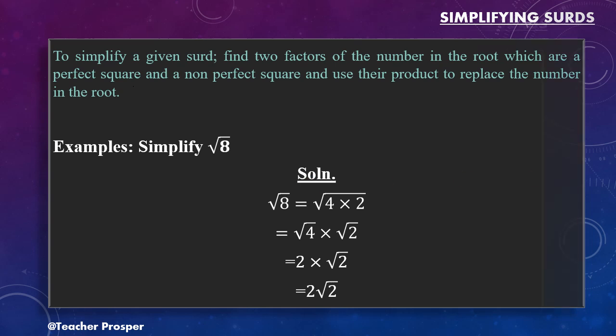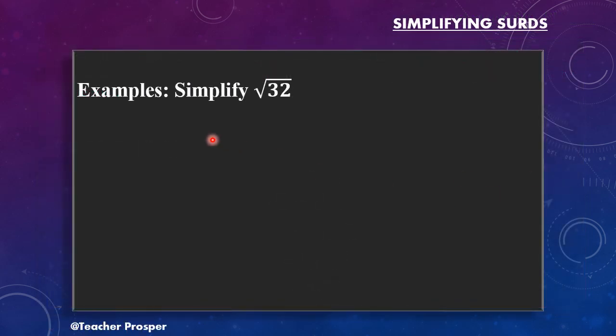Let's consider a second example. Simplify square root of 32. Here too, we are going to look for two factors of 32. One is a perfect square, one is not a perfect square. So let's consider this solution. Square root of 32 can be written as 16 times 2. So 32 is 16 times 2. 16 is a perfect square, 2 is not a perfect square. So when we multiply the two, we arrive back at 32.